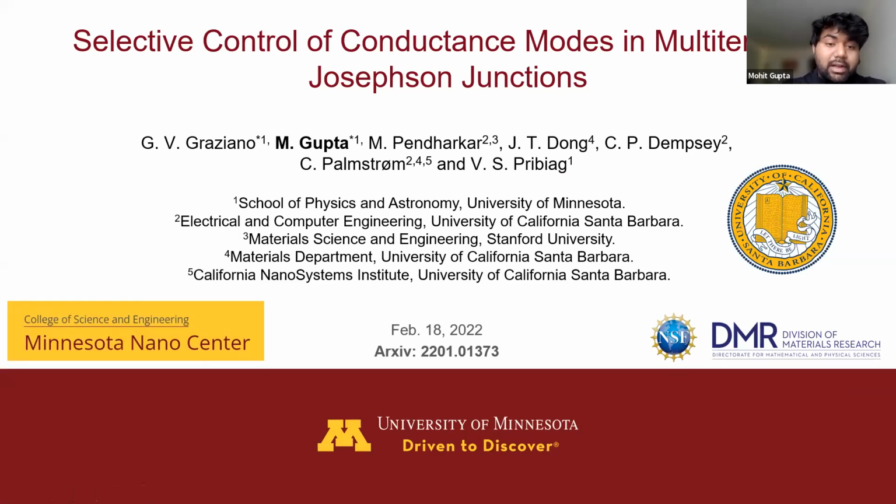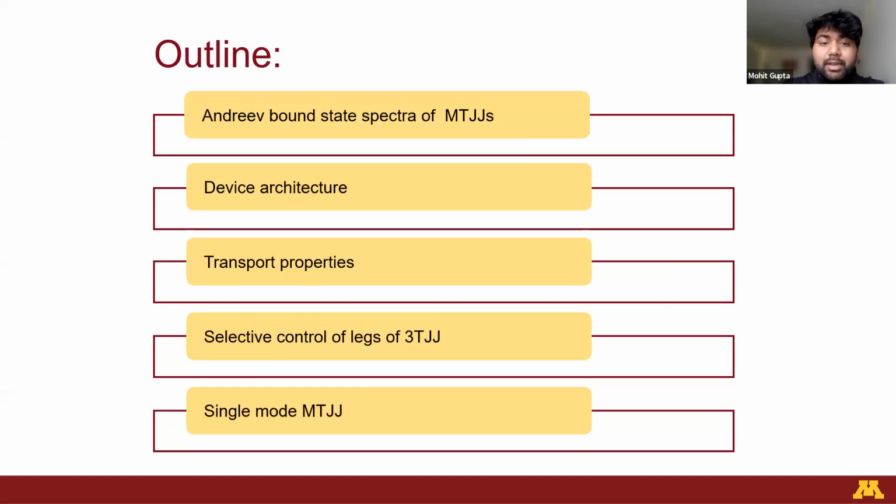So I'll start by giving a brief outline of the talk. The main motivation behind this work is to detect the Andreev bound state spectra formed in multi-terminal Josephson junctions. I'll describe the device architecture that we used that can potentially allow us to study these Andreev bound states, and then I'll describe the transport properties of the devices that we made. And in the end, I'll demonstrate that we can control each of the terminals of a three-terminal Josephson junction selectively, and show that we can access the single mode regime between all terminals of this multi-terminal device.